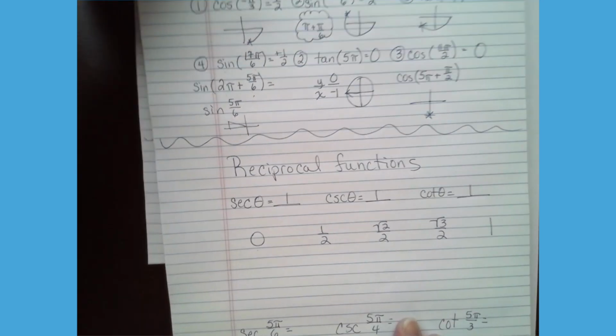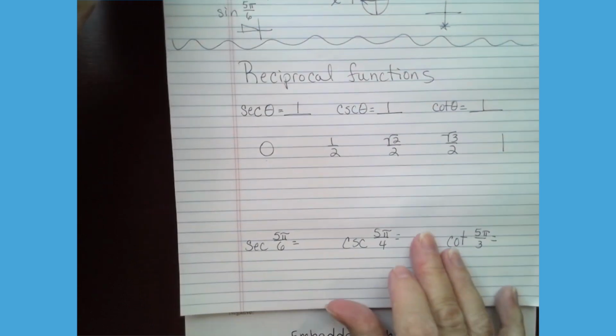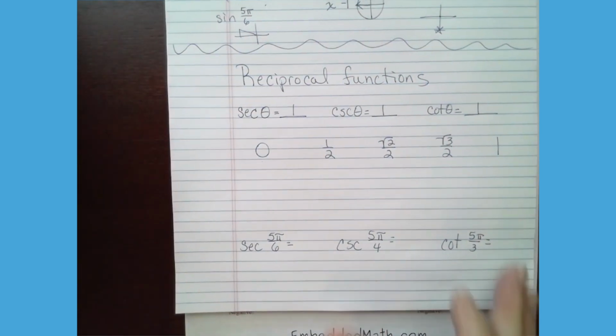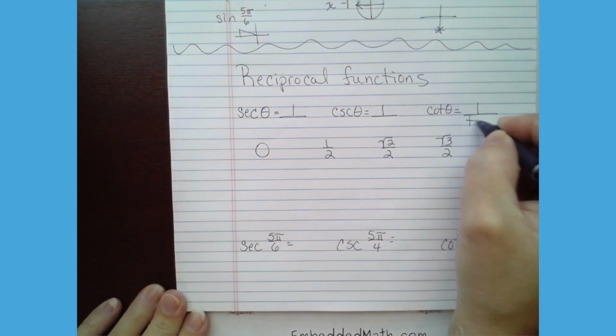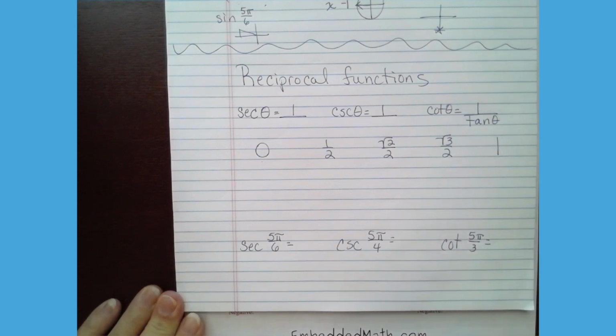Okay, I know this is going a little quickly, but I know you're excited to learn the last of this, aren't you? All right, so let's talk about the reciprocal functions. So I know that cotangent is 1 over tangent. That's easy for me. But I get really confused with secant and cosecant. So this is how I figured it out.